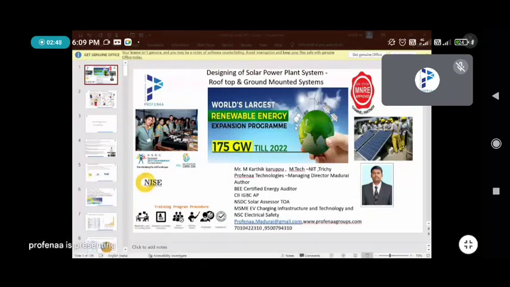So let's move to the solar. What is the target and how much have we achieved? What is the potential? What is the opportunity for employment? That is the main goal.